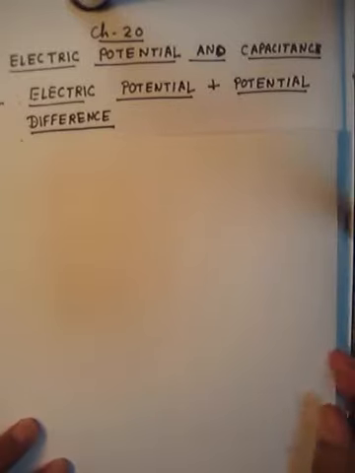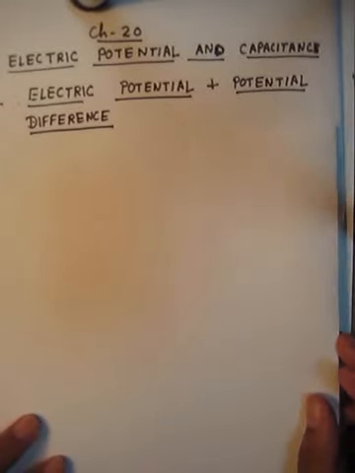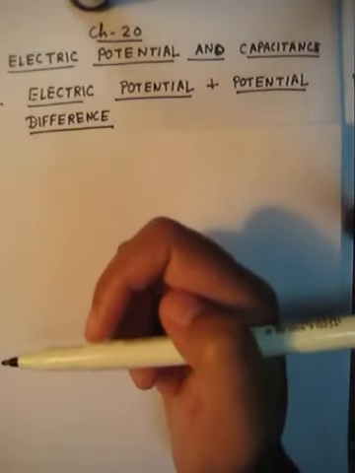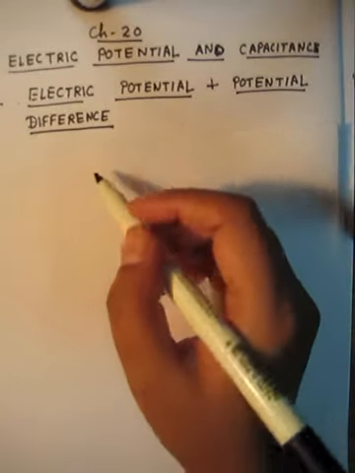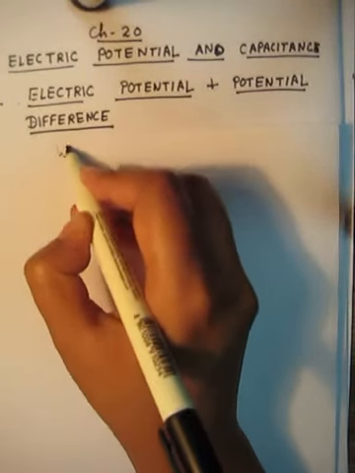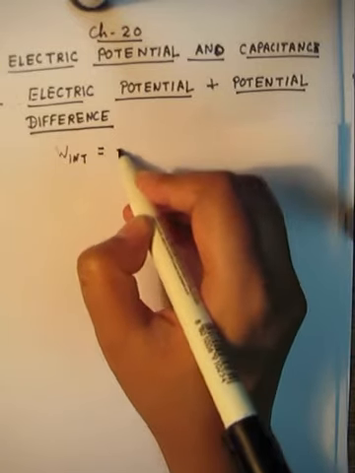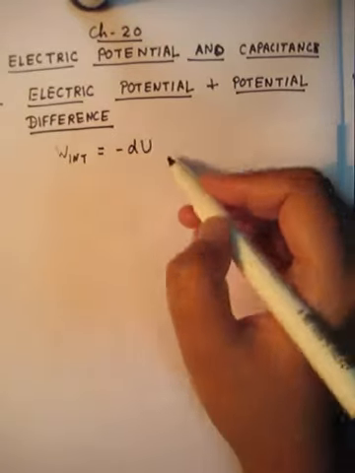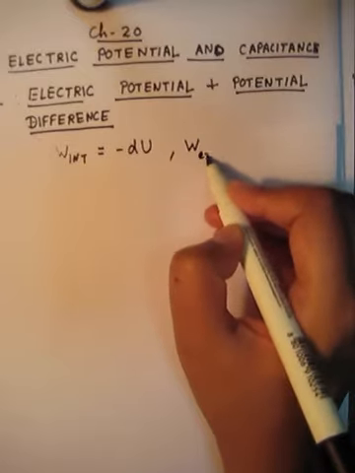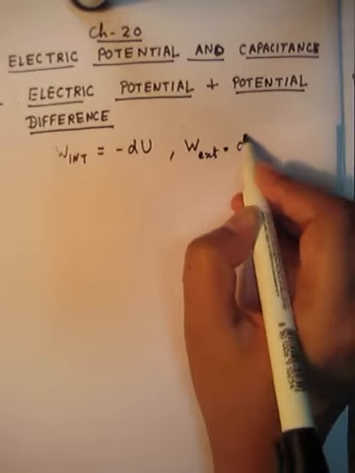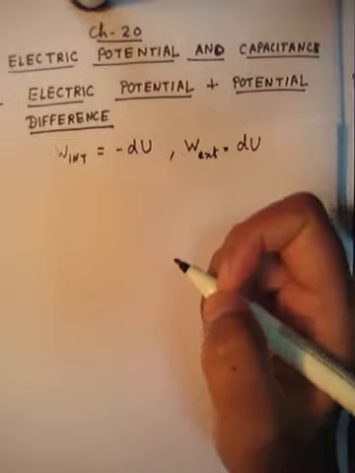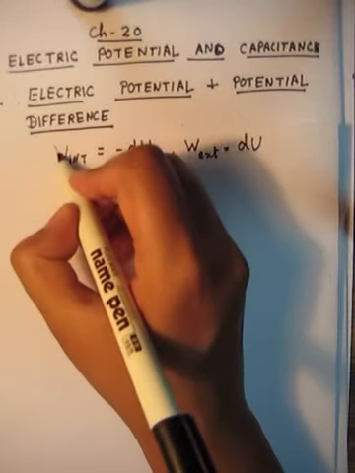Let me just tell you about electrical potential and potential difference. In order to check this first relation, that the work done by the internal force is equal to minus dU and the work done by the external force is equal to dU, check my last video on how to find this.